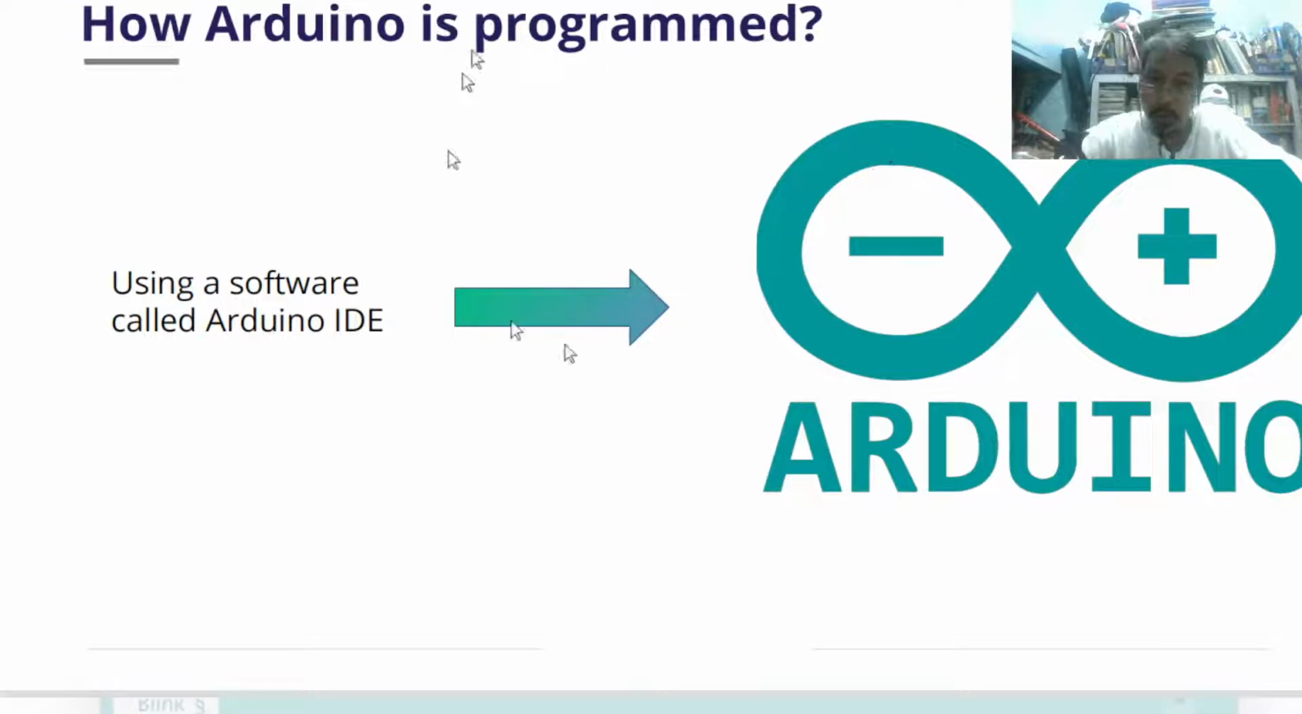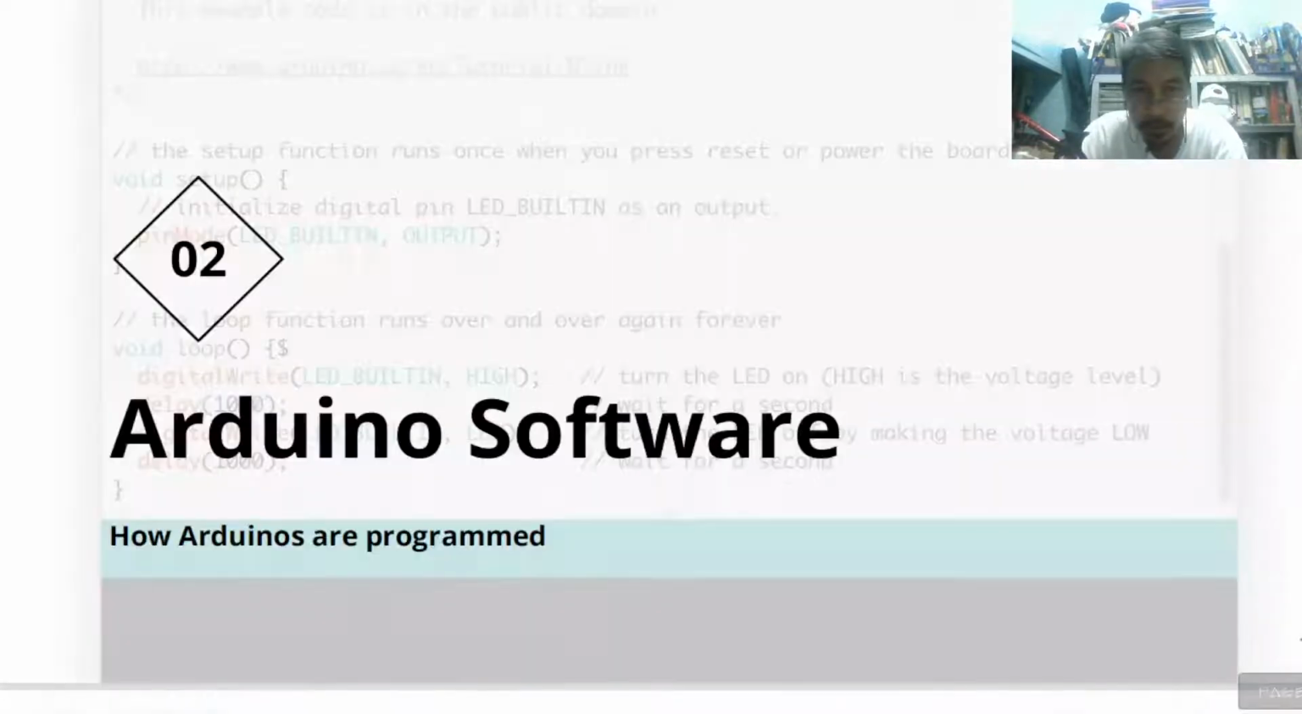So this is our part 2, using IDE. So what we call Arduino IDE. You can actually download it and install it into your desktop or laptop computer, downloadable for free. Okay, so you can do it. And let us discuss something about the Arduino software, how Arduinos are programmed.